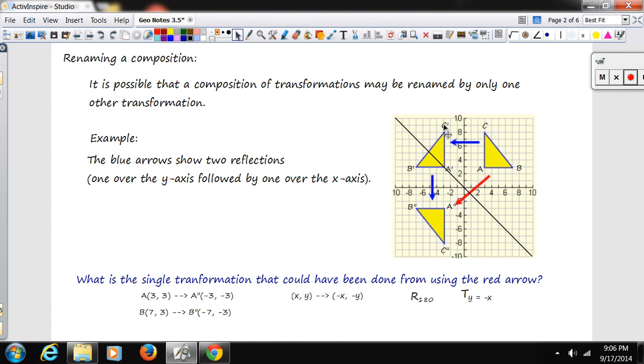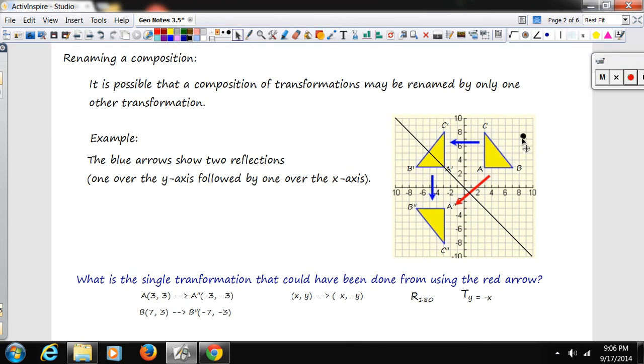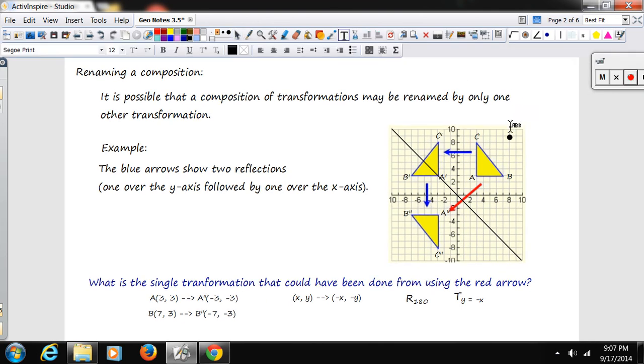So if I actually wanted to do the same two transformations of a single point here, let's say I made a point up here at, I don't know, let's say it's at (8, 9). Okay, so let's say this is my point.